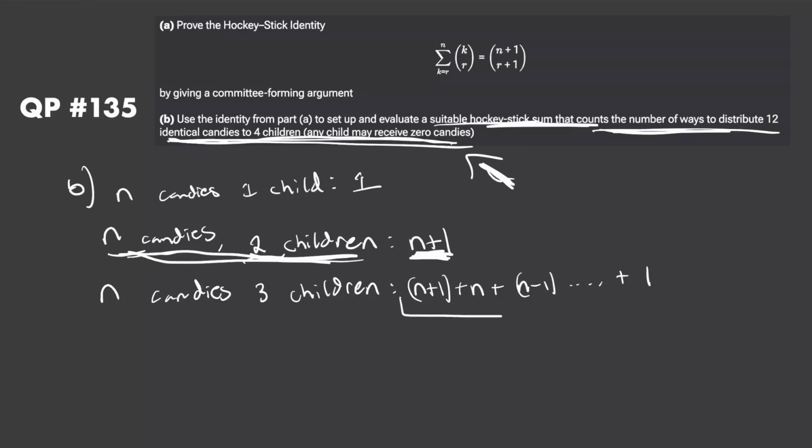We can find a shorthand version for this sum right here from QP65. It's funny because in that video I was talking about using the hockey stick identity to prove part B of that, and now I'm talking about using part A from that video to prove part B of this one.